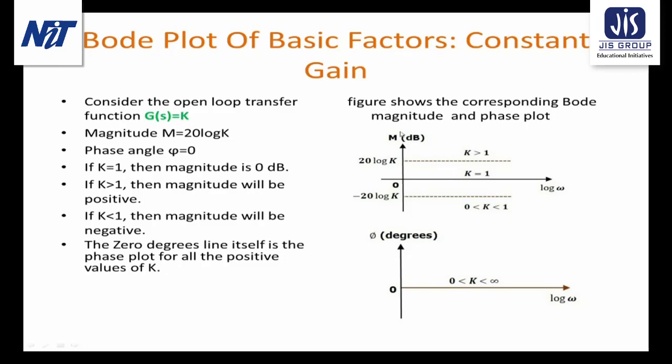So this is the complete Bode plot of the basic factor constant gain, where we have considered three cases. This is the value for k equal to 1. This is the magnitude plot for k greater than 1. And here we have considered the value of k that is greater than 0 but less than 1. And this is the phase plot with the omega value from 0 to infinity. So whatever the value of omega is, the phase angle is always 0 degree.